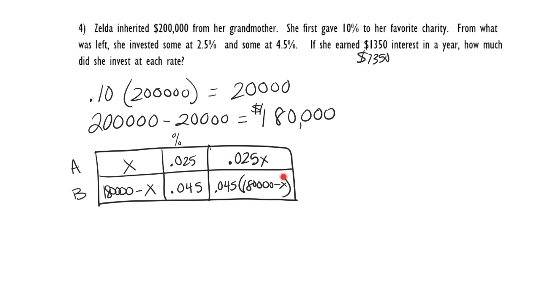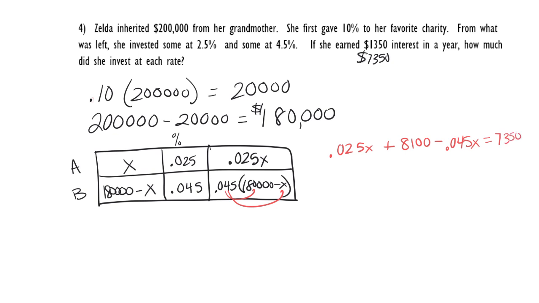in option A plus the money in option B should equal what she made total for the year. So here goes my equation. I'm going to go 0.025x. I'm going to go ahead and distribute as I go just to save some time and a line of work there. So distributing that, I've already typed that in, got 8,100 there. Let's see, minus 0.045x, and that's going to equal the 7,350.